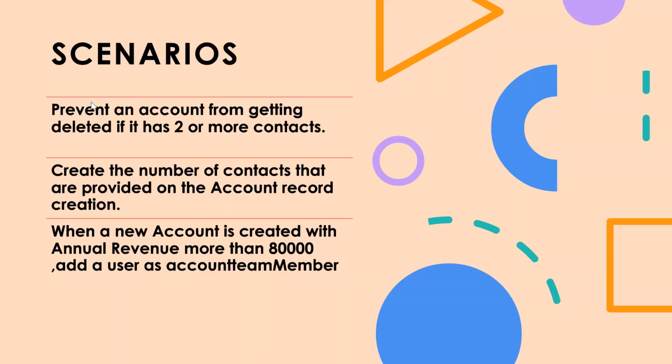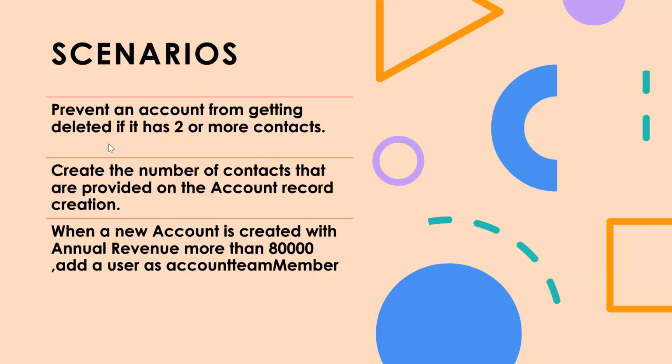Here, we are talking about preventing the account from getting deleted if it has two or more contacts. That simply means you will be making an action on account when you want this trigger to be fired. If you're trying to delete the account, the trigger has to be written on the account object, on the account trigger. The second thing is that you have to identify the event. Whenever you're trying to delete the account, that means before delete.